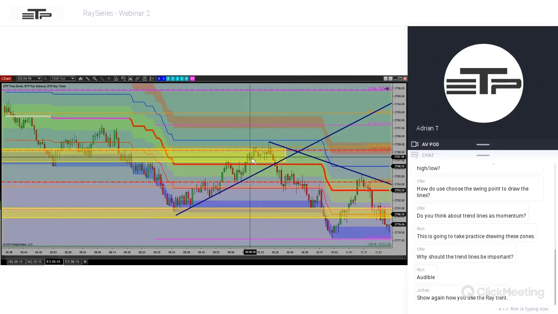And when price comes back and it's a confluence of the mid zone or just the midline, then we might take this as a trend continuation trade. Does that answer your question, Johan?